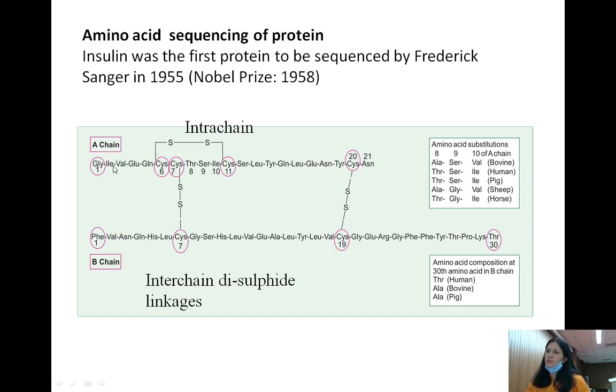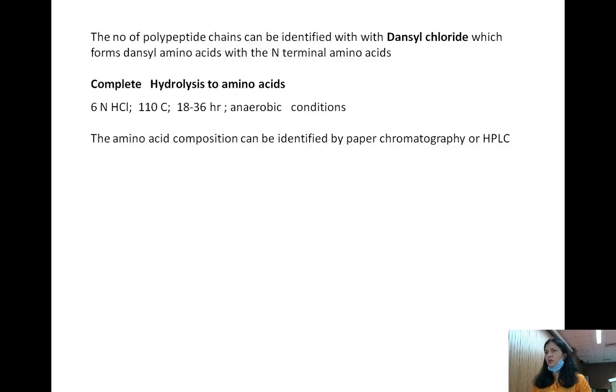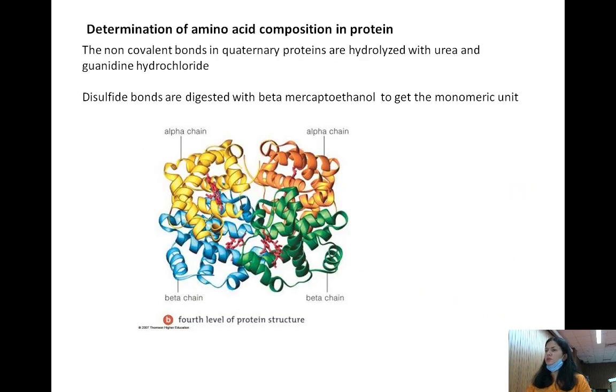After glycine comes isoleucine, then valine, then glutamate, glutamine. So this sequence, how will we know practically what is the sequence of any protein? Okay, so first, if you want to know the sequence of a protein, suppose this is a hemoglobin molecule having a quaternary structure, having 4 polypeptide chains, 2 alpha and 2 beta chains.